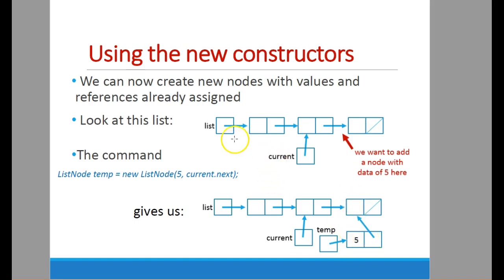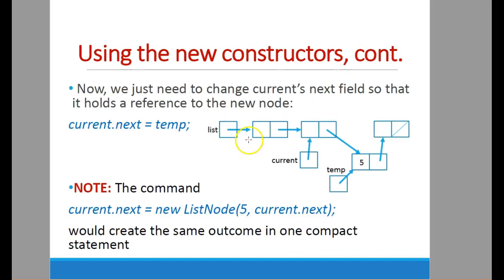If you didn't have current, you'd have to do list.next.next. And then you have to link in this new item by doing current.next equals that temp. So in practice, when you're trying to link something into the middle, you can do that in just 2 steps. You can create a new node and then link it in with another command.